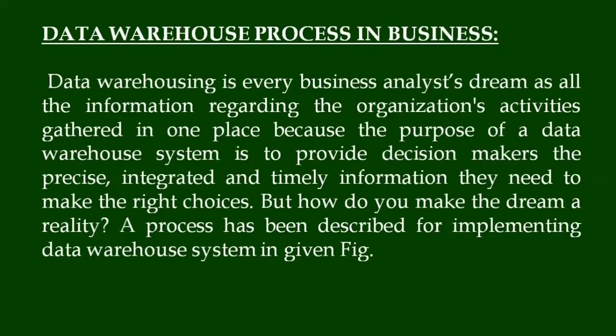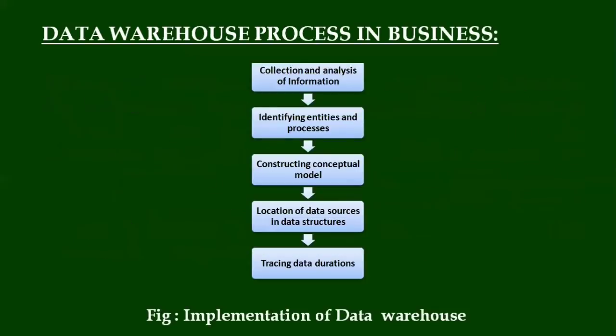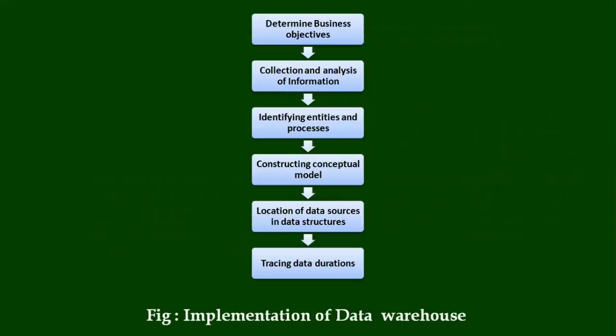A process for implementing the data warehouse system is described in the given figure. First of all, we determine the business objective. After that, collection and analysis of the information, identifying the entities and processes for the business, constructing the conceptual model for the databases, and locating the data sources in the data structure. And after that, we will trace the data duration. These are a few steps for implementation of a data warehouse for any business or organization. These are the very basic steps. It is a very basic flow of how we can implement a data warehouse for an organization.